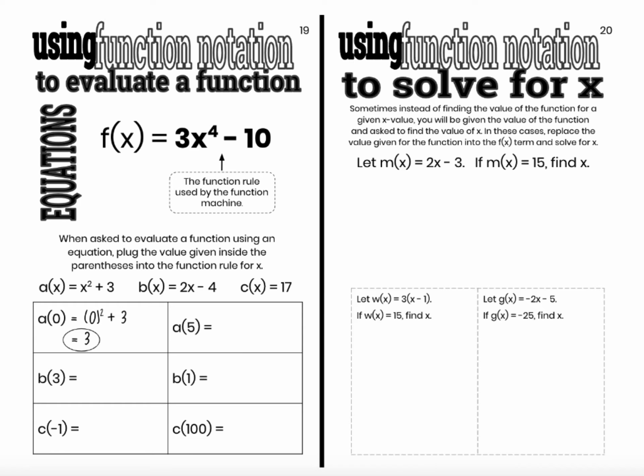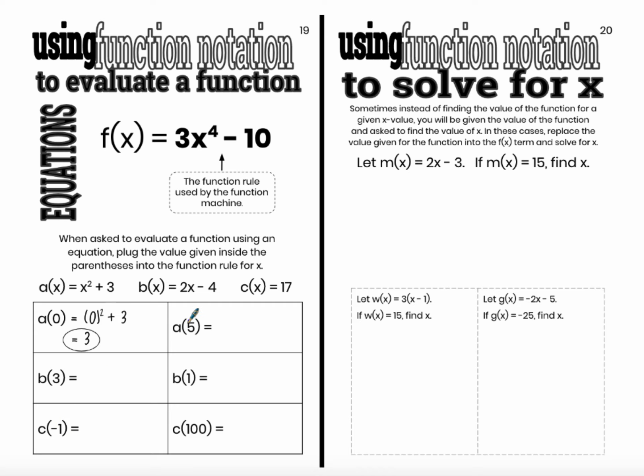On pages 19 and 20 of our Unit 4 notes, we're looking at using function notation with equations or function rules. Sometimes we use the equation to evaluate the function given x. That's page 19. We're given x and we need to find the output. Sometimes we are given the output, that's page 20, and we're asked to solve for the input, to solve for x.